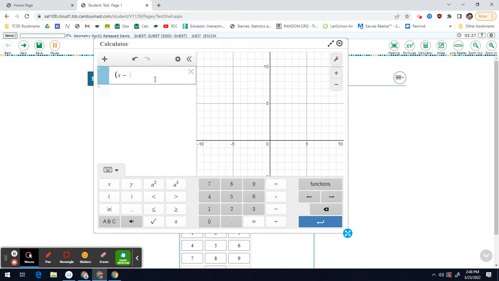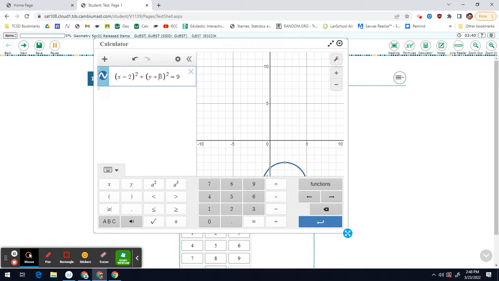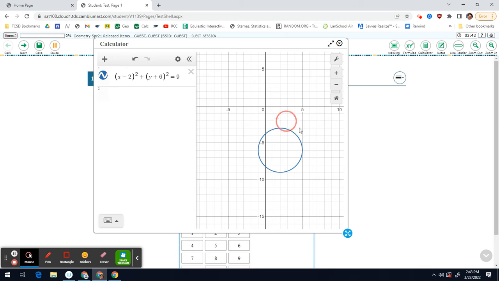Circles, remember your circle equation, x minus 2 squared plus y plus 6 squared equals 9, right? Make sure it says, I did a plus. Good, so there's your circle equation, right? Okay, it does not put the center on there, so you're going to have to know it's at 2, negative 6 here, but it will graph this.